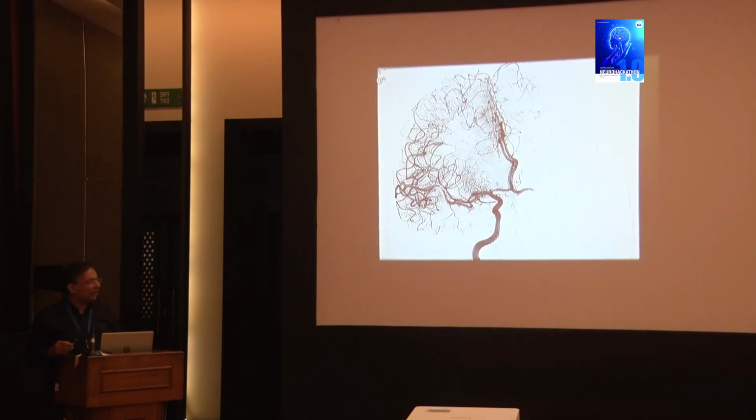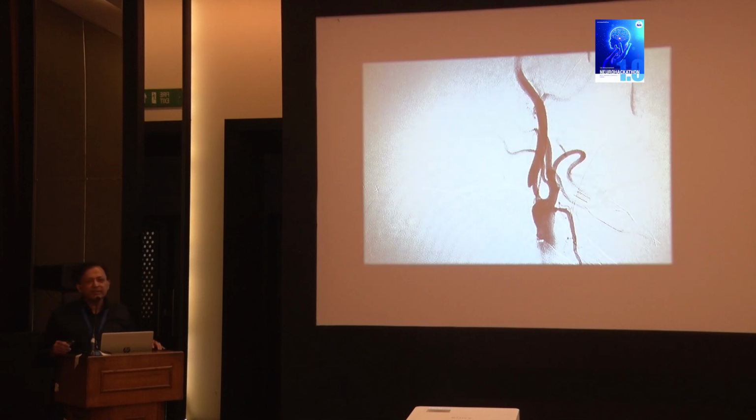There is some spasm in that branch, you can see that. That inferior division, there is some spasm there. But the vessels are well open. On the way back, this is how the carotid looks. Kya karu?